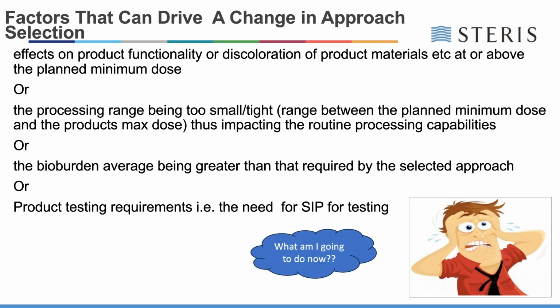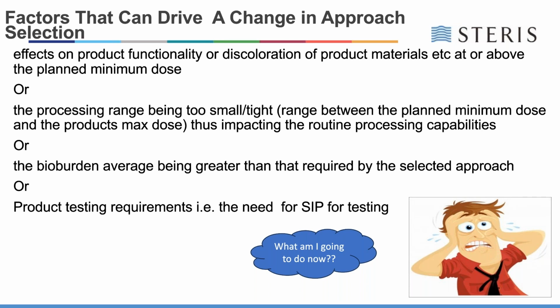However, there are several factors that can influence or drive a requirement to change the approach selected. One of them being the effects on the product functionality, or maybe a discoloration is noted on the product materials above the planned minimum dose. Or possibly your processing range is too small or too tight. The range between your planned minimum dose and your product's maximum dose would impact your routine processing capabilities. Another option is maybe the bioburden is greater than what's required for a selected approach. Or perhaps there's a need for a SIP where you hadn't tested SIP before.